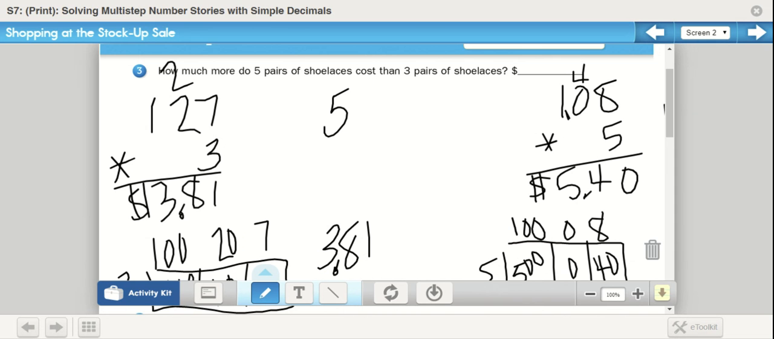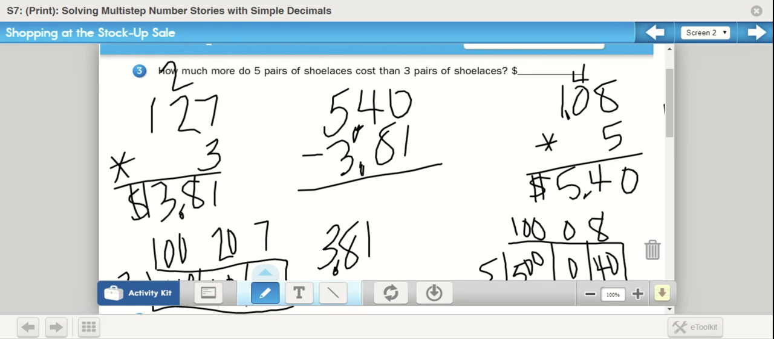So my 5 pairs were $5.40, and my 3 pairs were $3.81. So if I do the 0 minus 1, I cannot do. I have to borrow. Okay. So I have 10 minus 1 is 9. 3 minus 8 I cannot do, so I have to borrow. This becomes a 13 now. 13 minus 8 is 5. And 4 minus 3 is 1. So it costs $1.59 more to get 5 pairs of shoelaces instead of 3.